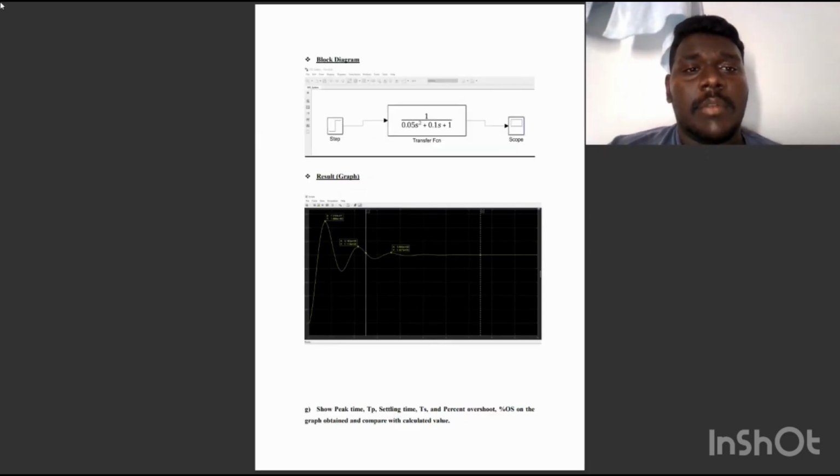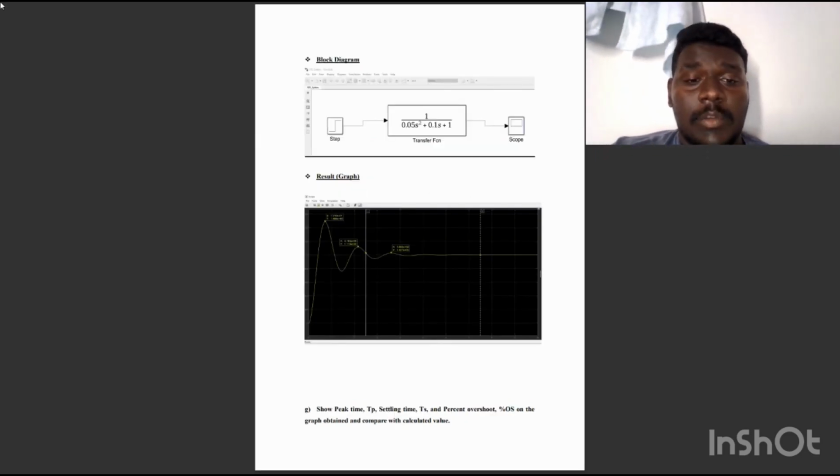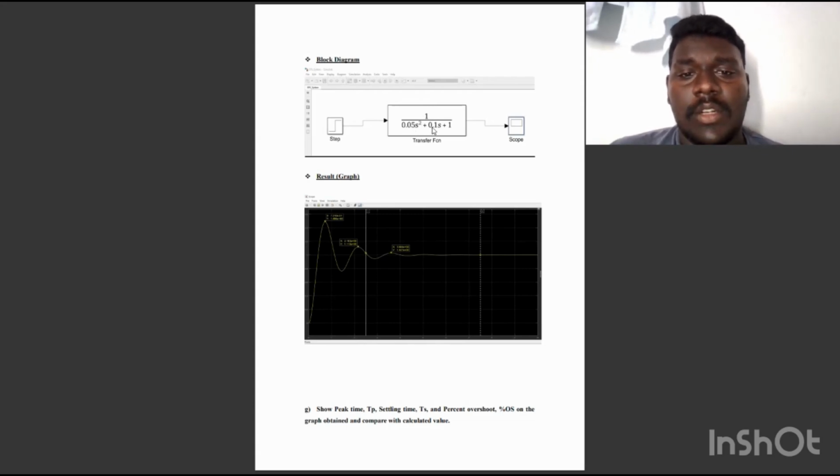The next slide is our simulation, which is created using MATLAB. We will show you our block diagram. We use a step input, a transfer function, and a scope. The transfer function is 1 over 0.05 s squared plus 0.1 s plus 1. Throughout the experiment we get the graph of the response. And we move on to our next question.